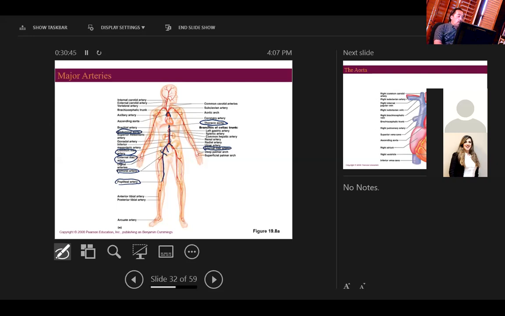So I'm going to call the vessel from the popliteal artery that goes to the front of the tibia the anterior tibial artery. And I'm going to call the one that goes to the back of the tibia the posterior tibial artery. And then from there, they form an arc called the arcuate artery. And then they have vessels that go to the toes, and we're going to call them your digital arteries.